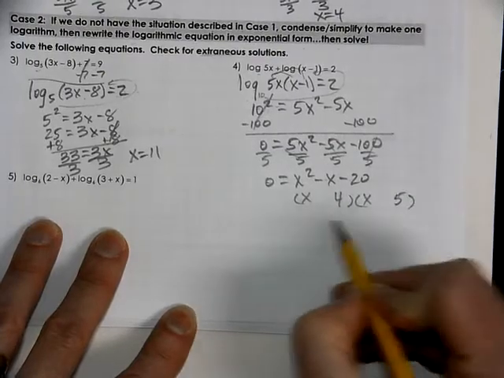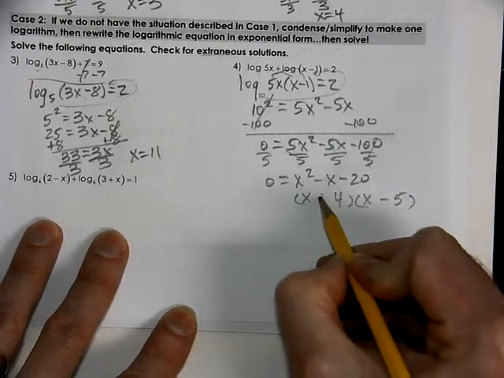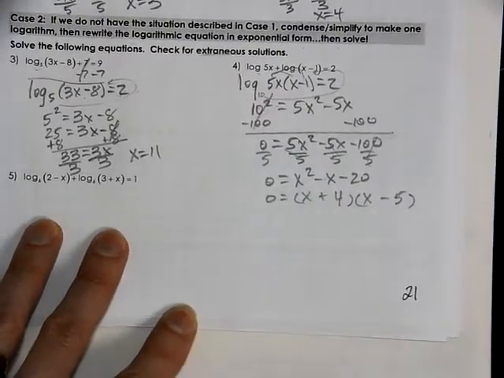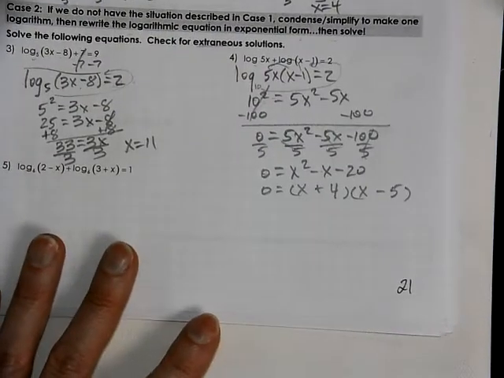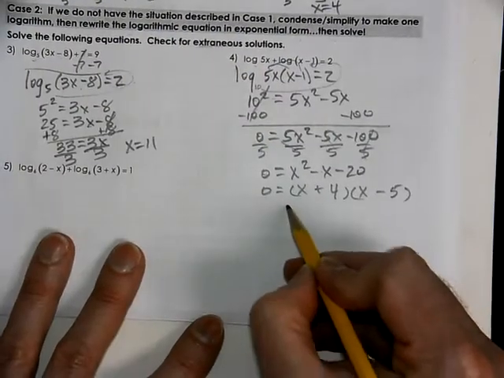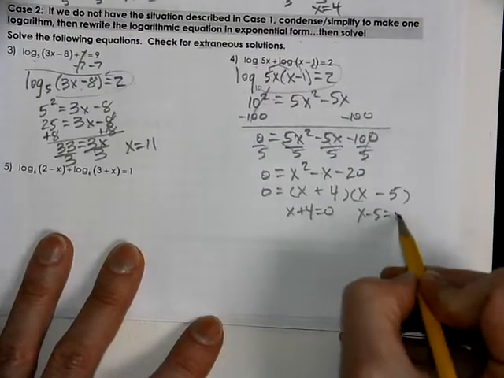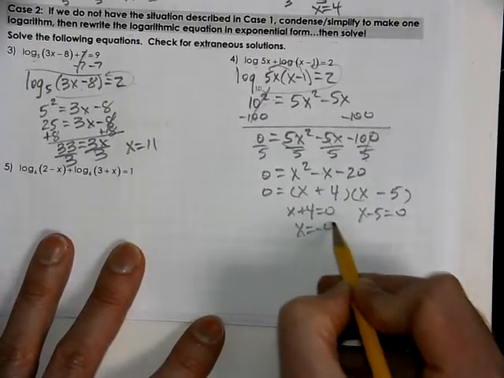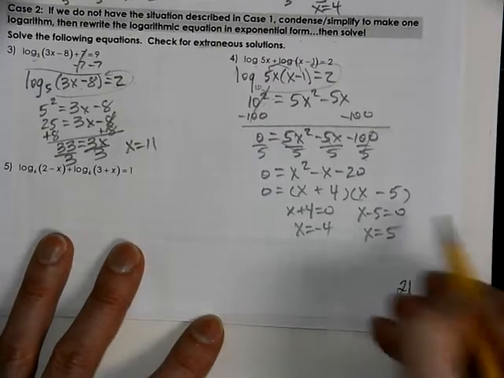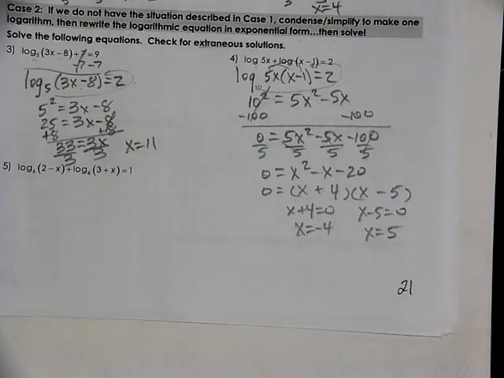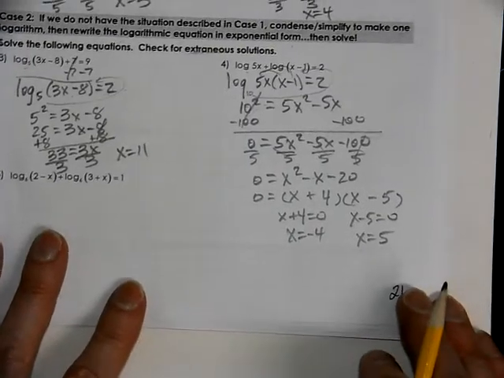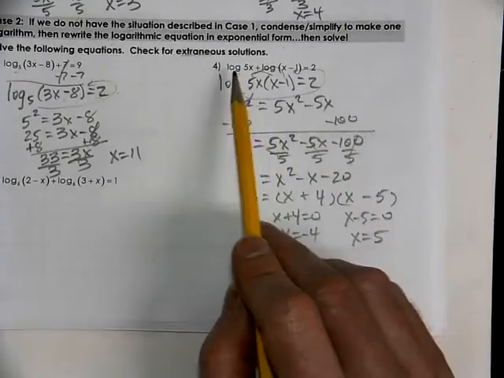We have 4 and 5, a negative 5 and a positive 4. So the zero product property gives us two answers. Now we take those answers and we plug them back into the original equation.